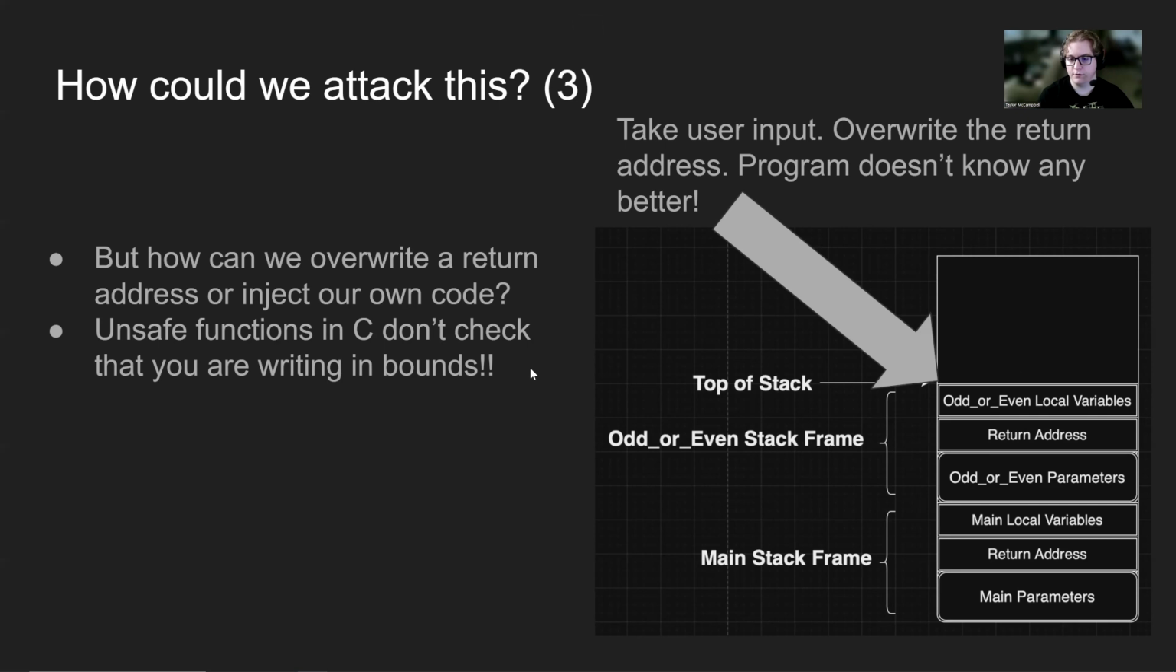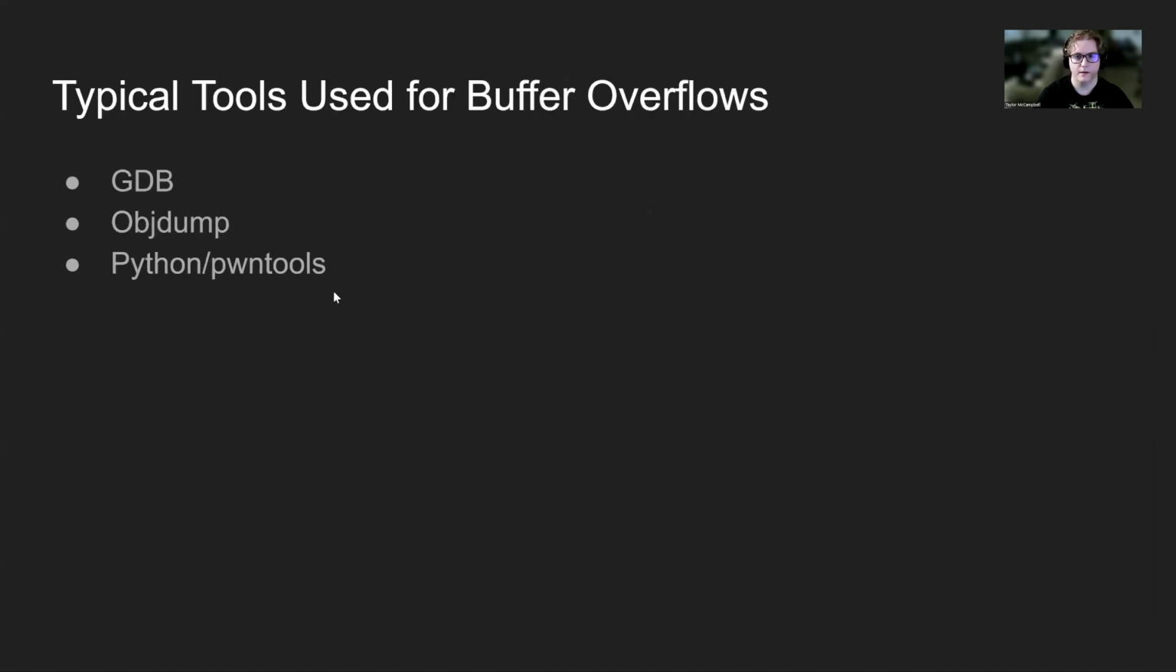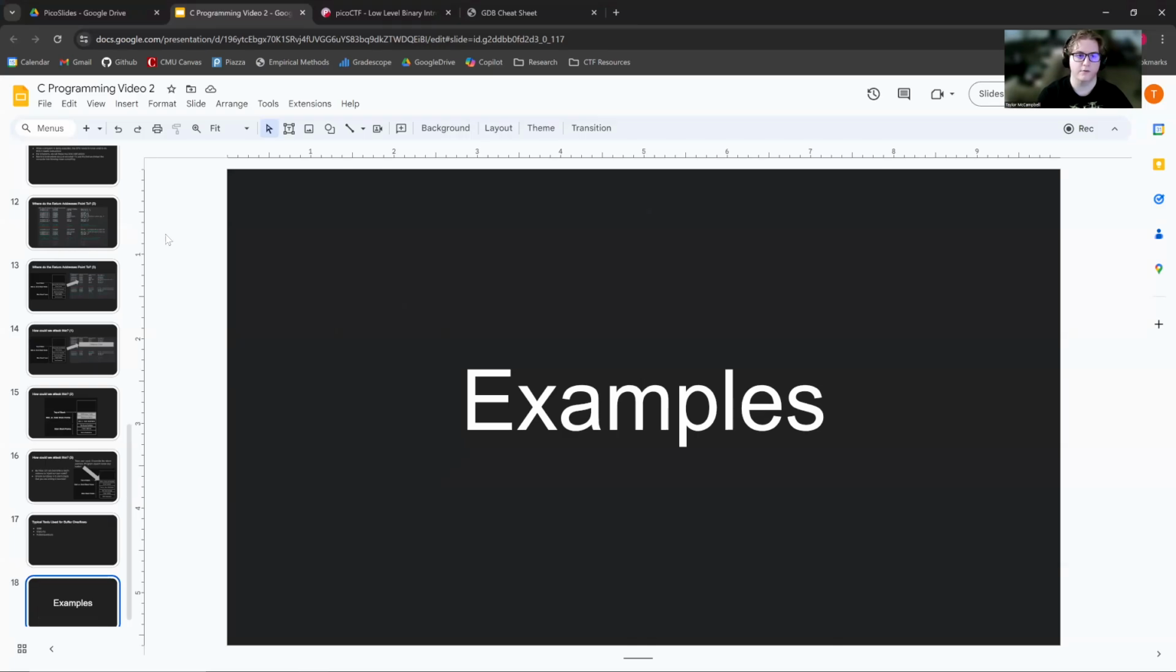And so lots of C was written using these unsafe functions. And because we can overwrite them, and because we're writing to a certain amount of space called a buffer, they're called buffer overflows. So now let's look at what it actually looks like, given an overview. Typical tools that we use to do buffer overflows are GDB, objdump, and Python, with specifically the library pwntools being helpful. And we're going to get into some examples.